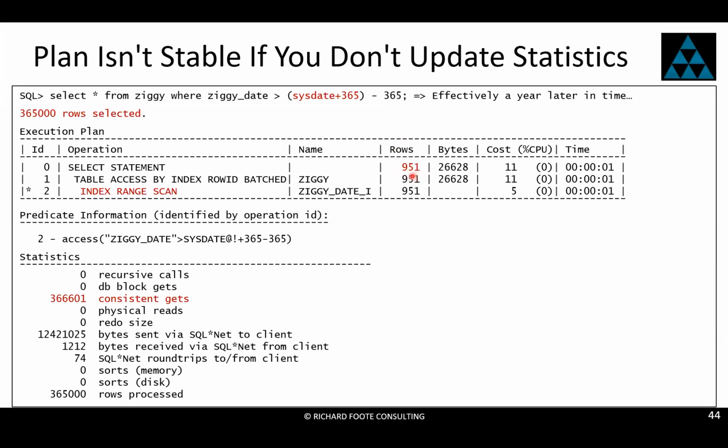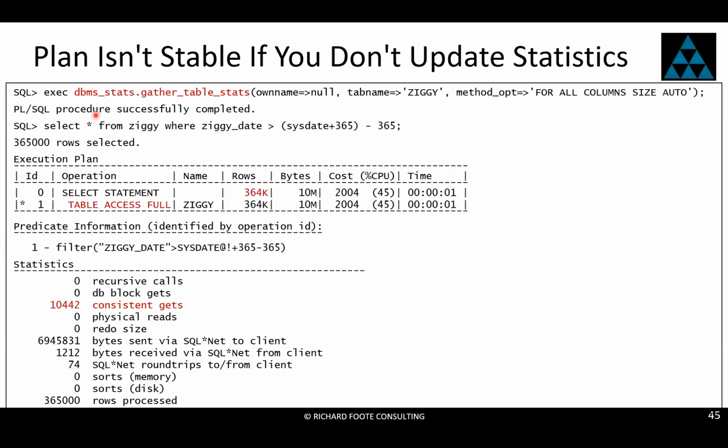Oracle thinks I'm only going to get 951 rows because I'm so past my date, because I've not collected statistics now for a year. And now it's using an index incorrectly to get me 10 to 1,000 rows of data. All right. So the fix here is to keep your stats up to date.